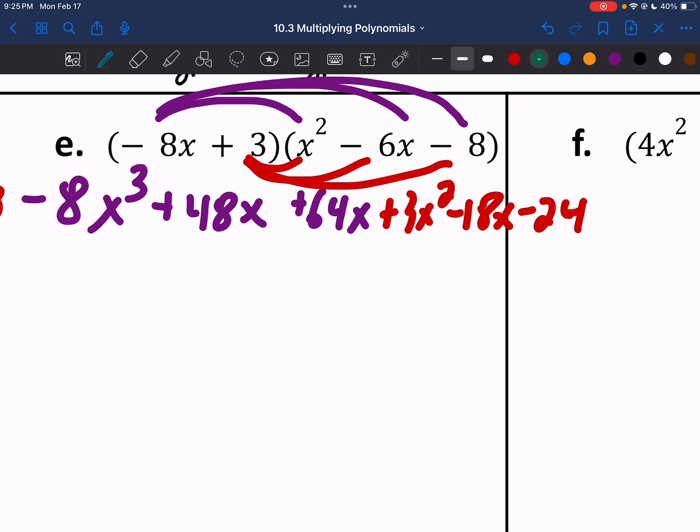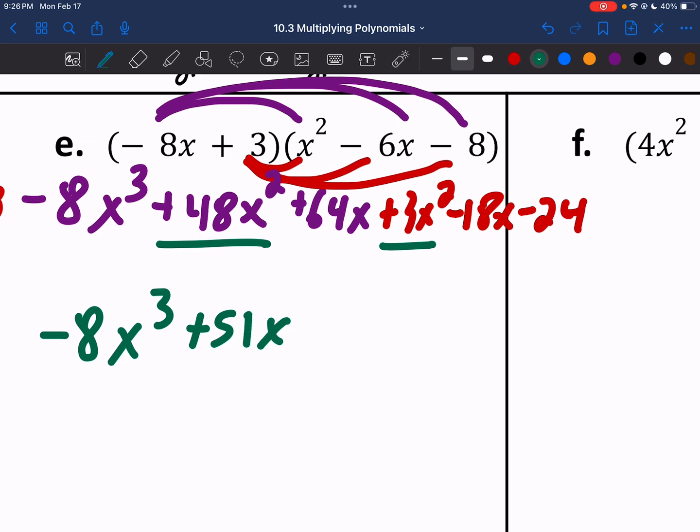And now we combine like terms. We get negative 8x cubed. 48x squared plus 3x squared, that's going to give us 51x squared. Plus 64 minus 18 is plus 46x minus 24.